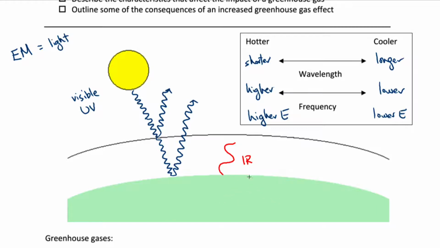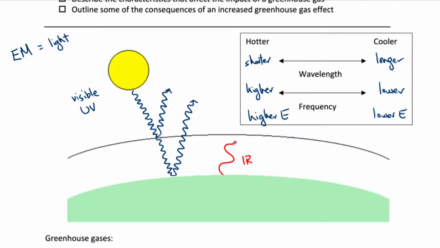Now, the warm Earth emits radiation itself. It's going to radiate energy back out into space. But because it's at a cooler temperature, the Earth is a lot cooler than the sun, it is emitting longer wavelength, lower frequency, lower energy light. And that's this infrared radiation that we're seeing here. It turns out that the atmosphere is not transparent to this longer wavelength light in the same way it was to the shorter wavelength light.